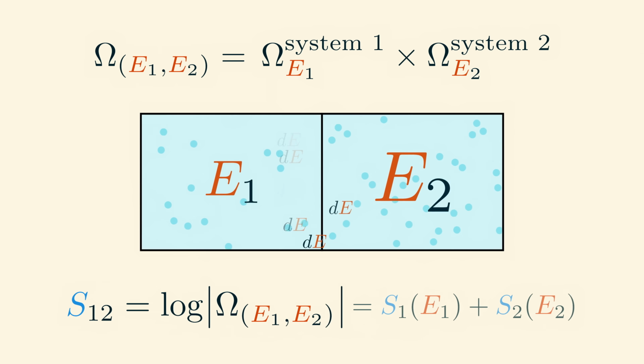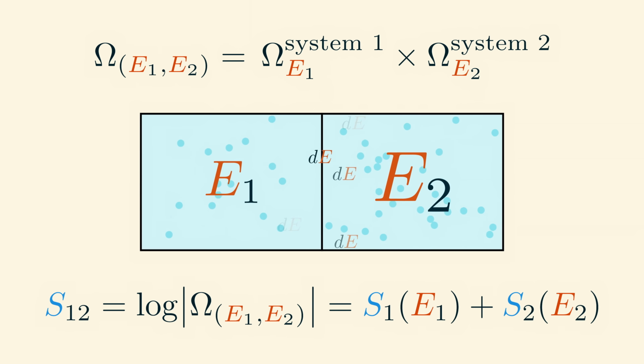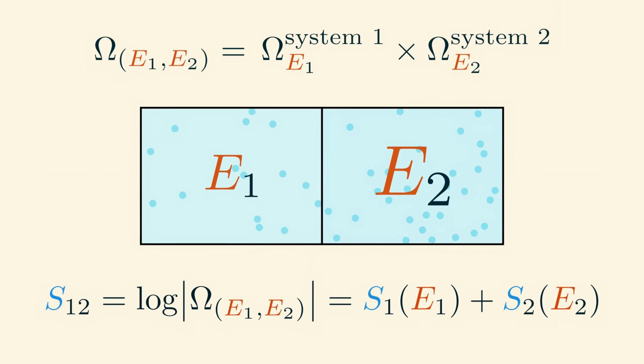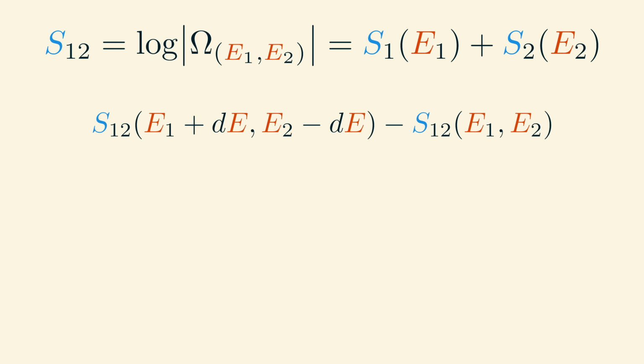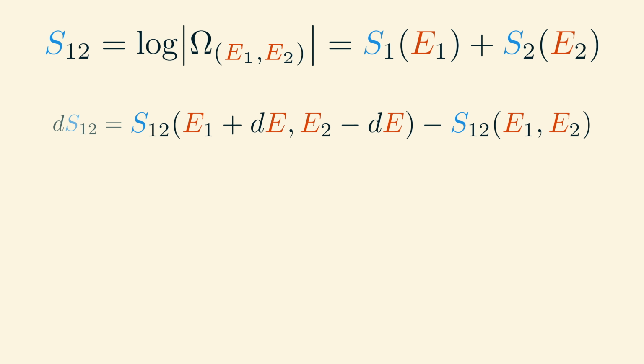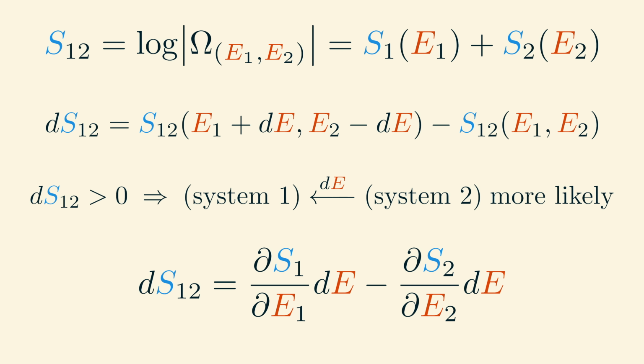And this is just the sum of the entropies of the two subsystems at their respective energies, which we'll denote by S1 and S2. Now, to determine if there are more combined microstates with energy split E1 plus dE and E2 minus dE, we should consider the change in this combined entropy, which we'll denote by dS12. If this change is positive, then the energy packet dE will be more likely to flow from System 2 to System 1. Since the energy packet is very small, the change in combined entropy can be written in terms of the derivatives of the two entropies as functions of the energies of the two systems, like this, using the chain rule.